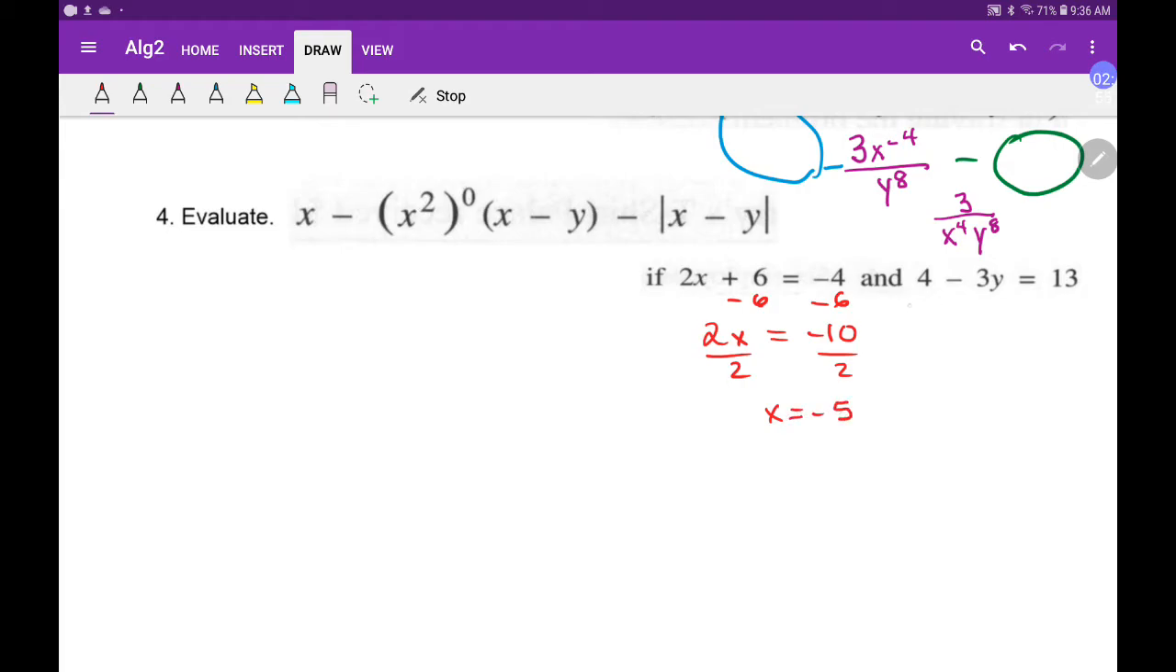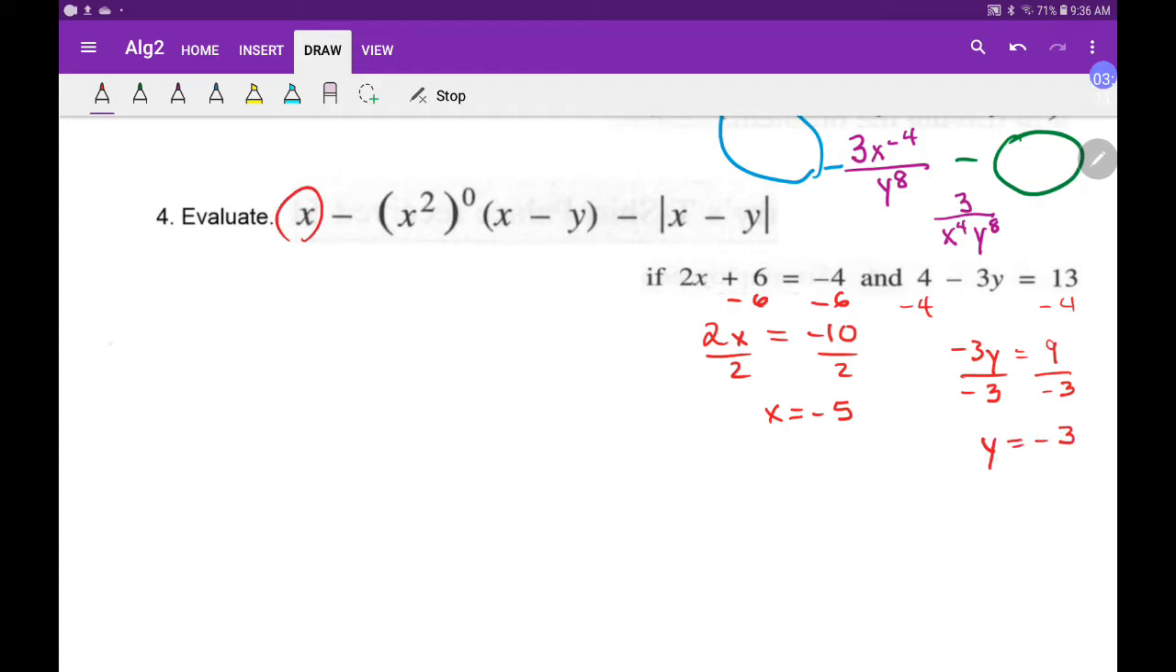And we ought to know what y is equal to. So we'll subtract 4 from both sides, and we have negative 3y is equal to 9. And we'll divide by negative 3 because we don't want a negative y. And we'll say y is equal to negative 3.